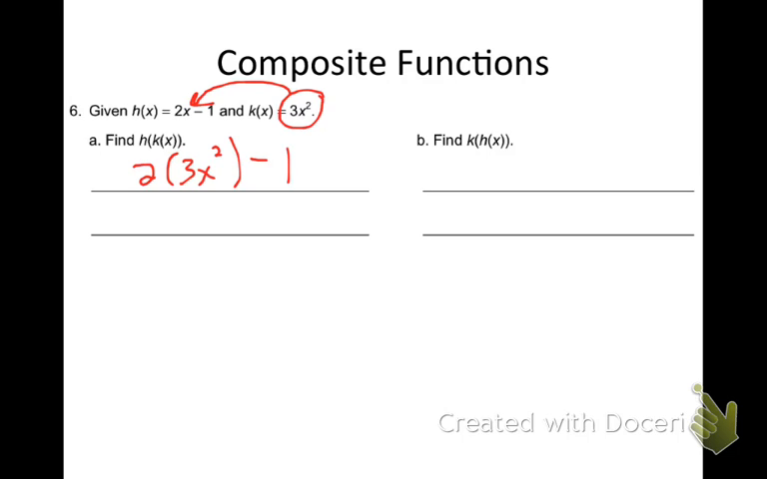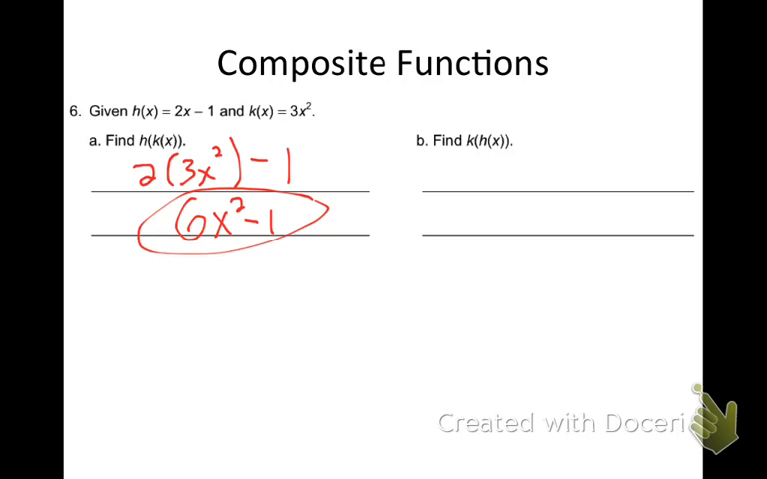What's 2 times 3? Yeah. 6x to the second minus 1. So I get 6x to the second minus 1, and that is your final answer. There's no other like terms. Nice job. Let's try B.